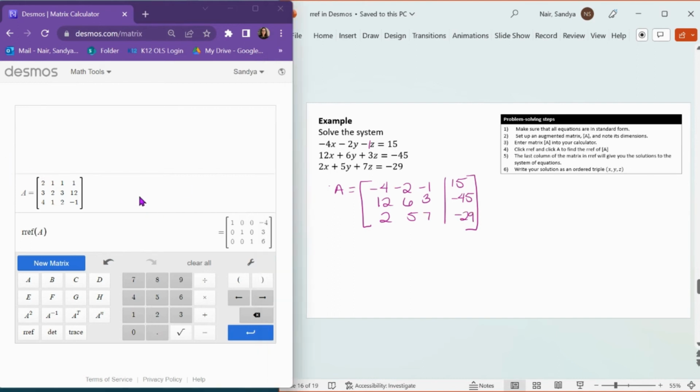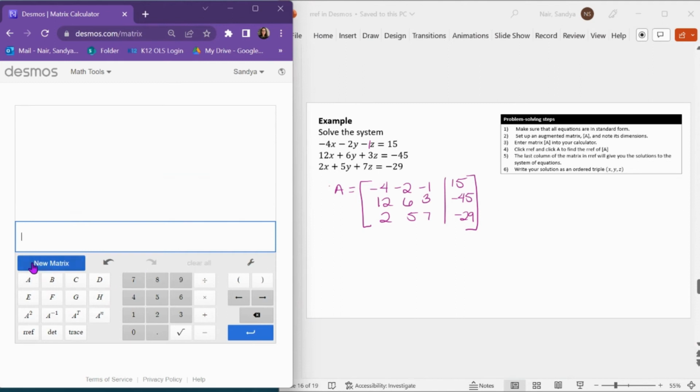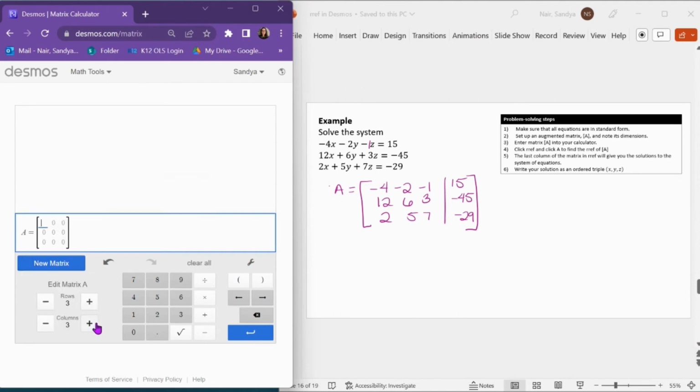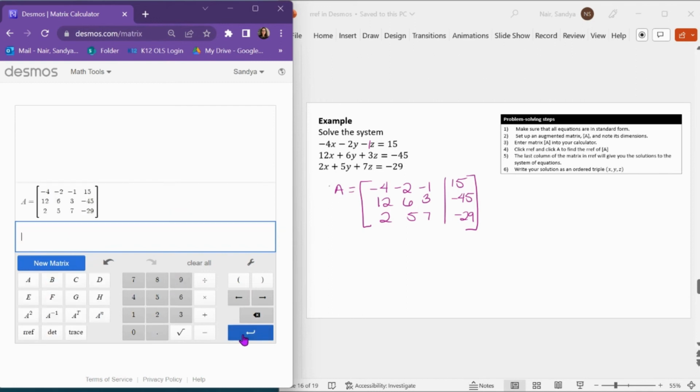So now let's go to Desmos and enter this in our calculator. So we have new matrix, 3 rows, 4 columns, and let's type in our values now. So we have -4, -2, -1, and 15, and then 12, 6, 3, -45, and 2, 5, 7, and -29. Okay, so now I'm going to hit enter, and then I'm going to click rref and then choose matrix A.